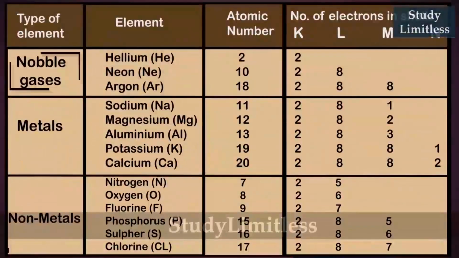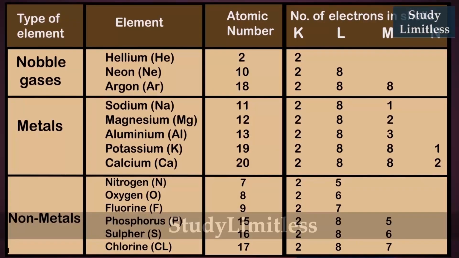Now, looking at the noble gases, you have helium. Helium has only 2 electrons in total, and hence it has only 2 electrons in its outermost shell, which is the K shell. Now, let's talk about neon. Neon in totality has 10 electrons, and hence its electronic configuration is 2, 8. And if you look at it, you have 8 electrons in the outermost shell, which is the L shell. Now, argon has 18 electrons in total, and hence the electronic configuration is 2, 8, 8, and it has 8 electrons in the outermost shell, which is the M shell.